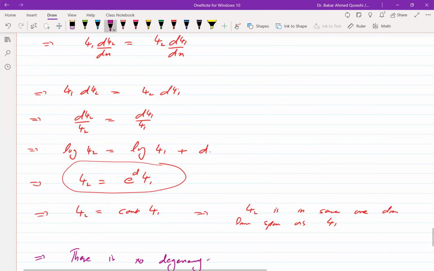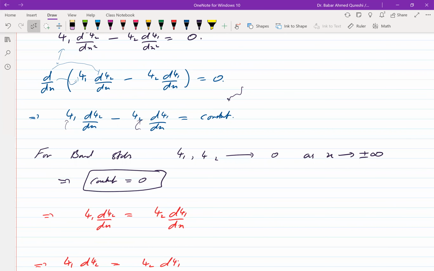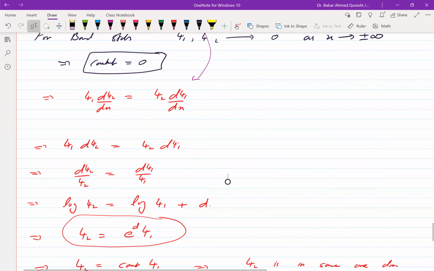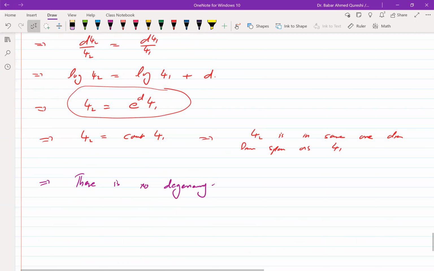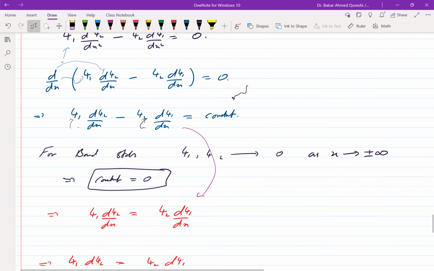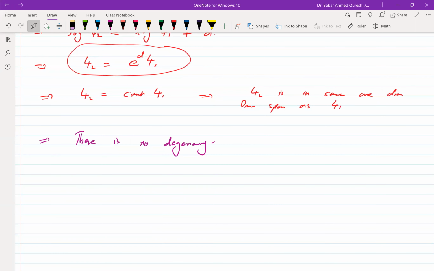And one dimension was crucial in concluding all of this. None of this manipulation, like coming from here to here, from here to here, would work if you had a Laplacian sitting over here. You won't be able to conclude any of this. So it works only in one dimension. And to put this constant equal to 0, we had to use the bound state. But the conclusion is that there is no degeneracy.